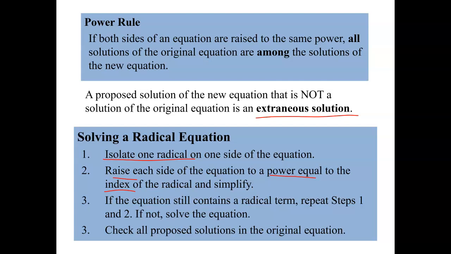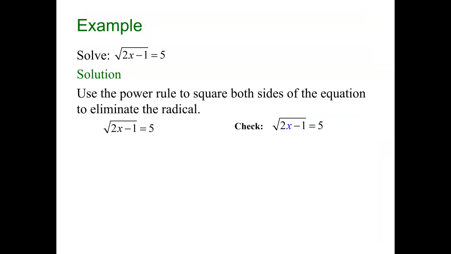Now, if the equation still contains a radical term, we have to repeat steps 1 and 2. We're not going to go that far in the standard course. Then we're just going to solve the equation as we would any other standard algebraic equation. We're going to end up with either a linear equation or a quadratic equation. We will solve those, and then last but not least, we have to check all proposed solutions. This step is not optional because we will occasionally get answers that don't work. So we have to check our solutions to figure out which ones do and do not work with the original equation.